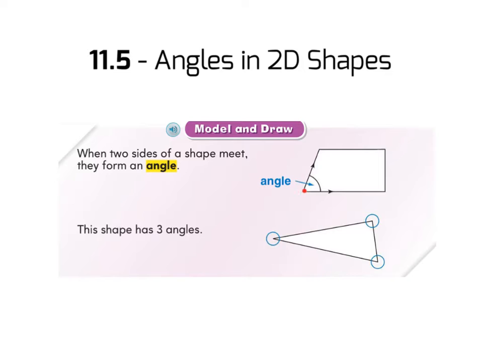This point right here is the vertex, but the angle itself is where the two sides of a shape meet. So the point is a vertex, and the fact that these two sides meet is what makes the angle. So this shape has 1, 2, 3, 4 angles. And this triangle at the bottom here is showing you that it has 3 angles, 3 vertices, and 3 sides, and that's what makes it a triangle.